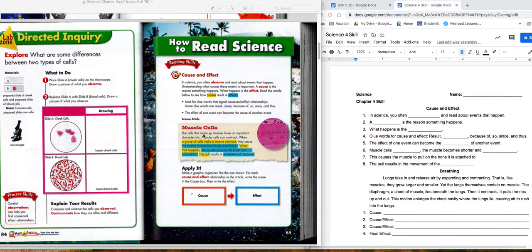So number 6 is going to be in our little paragraph. It says the cells that make up the muscles have an important characteristic. Muscle cells can contract. When a group of cells make a muscle contract, they cause the muscle to become shorter and thicker. So number 1, muscle cells contract. What does that do? That causes them to become shorter and thicker. When that happens, the muscles pull the bone that is attached to it. So this causes another thing. It causes the muscles to pull the bone that is attached to it. That cause results in the movement of the bone. So the pull results in the movement of the bone.